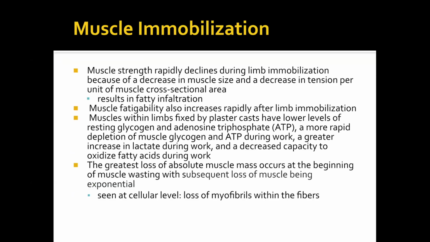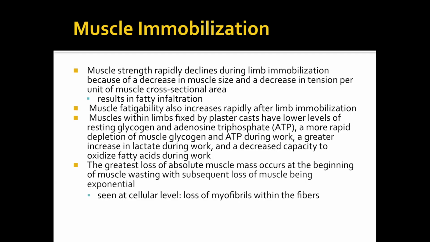For immobilization, muscle strength rapidly declines during immobilization because of the decrease in muscle size, in tension per unit of muscle cross sectional area, and it results in fatty infiltration. So, for example, when patients have a chronic rotator cuff tear, again, that's kind of like immobilizing the muscle because you're not really firing it, or you try to and it's not really working, and it slowly atrophies more and more. And then there's obviously a grading criteria for that. And the muscle fatigability also increases rapidly after limb immobilization. So obviously, if you're not as strong, you're going to fatigue quicker. You're not as efficient. So all those tie in.